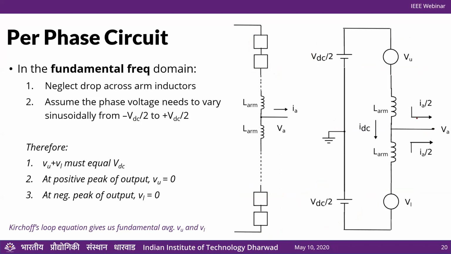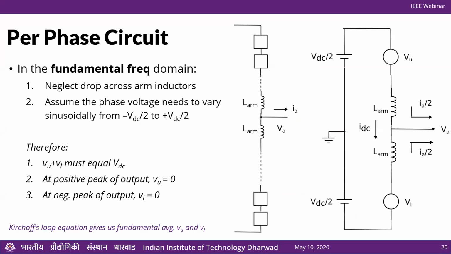Let's think about this topology in the fundamental frequency domain, right? So what we're going to do is neglect any drop across the arm inductors, and the assumption is valid because in the fundamental frequency domain, this is essentially a filter which is filtering out high frequency. So we don't really want this arm inductor to be having any significant voltage across it in the fundamental frequency domain.